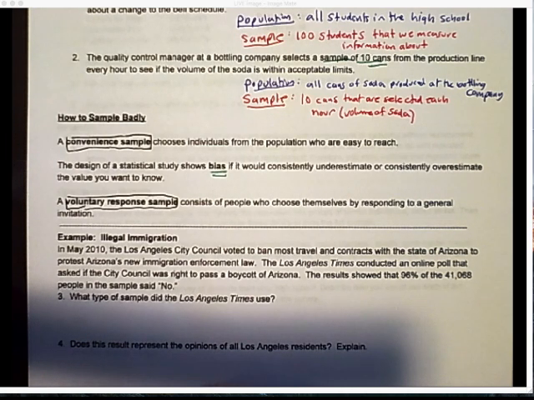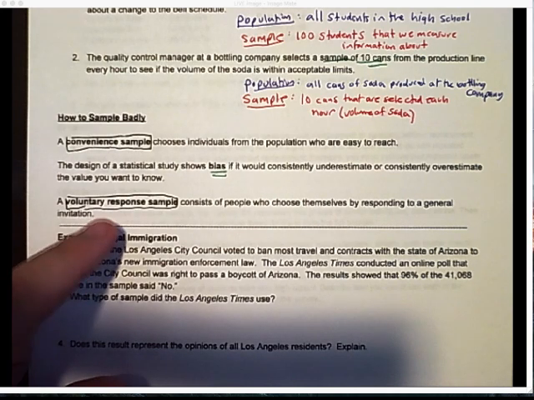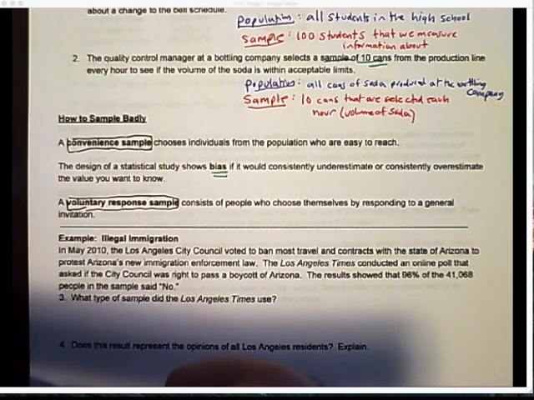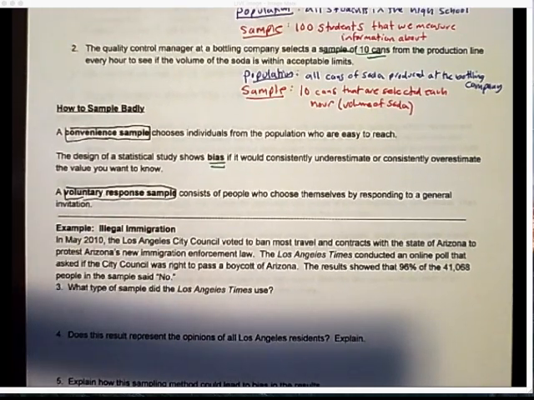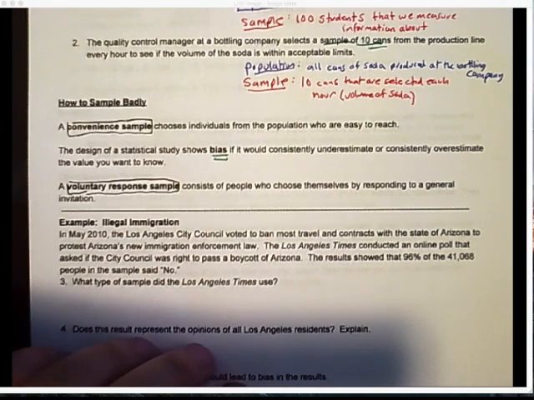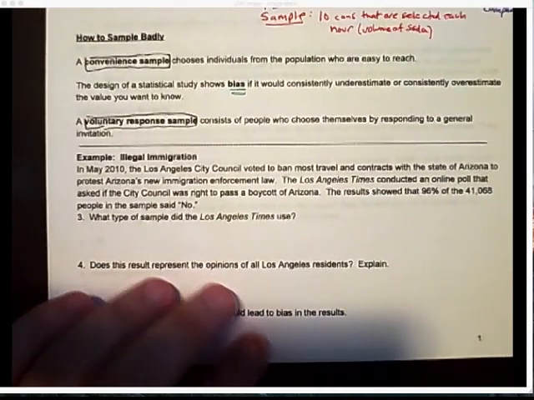The only people that respond to those are usually people that have strong opinions either way. So if it's something like your opinion on abortion, you're not going to get the middle people, you're going to get people that are passionate on either side. That's why it's not a good sampling technique, because people choose themselves to be in the sample. Now sometimes that's not bad if it's done under certain controlled settings, and we'll get into that a little bit more. So let's look at the next example.